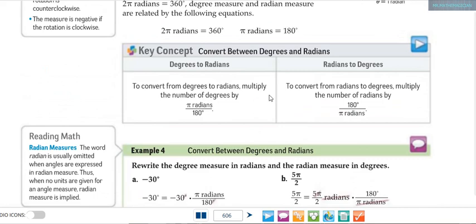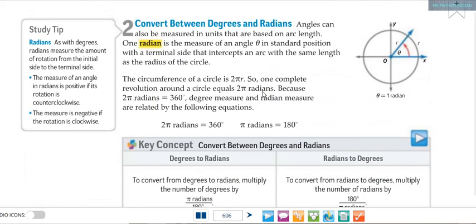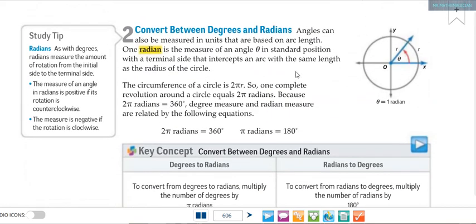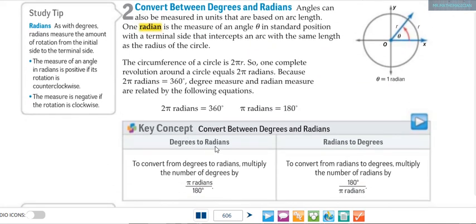Before we discuss example 4, we need to know two important rules. How can we convert between degree and radian measure? Of course we are familiar with the degree measure, but we need to know what the radian measure is. It's another type of measure where we consider the whole circle as 2 pi. So 2 pi in radians is equivalent to 360 degrees, and pi in radians is equivalent to 180 in degrees.